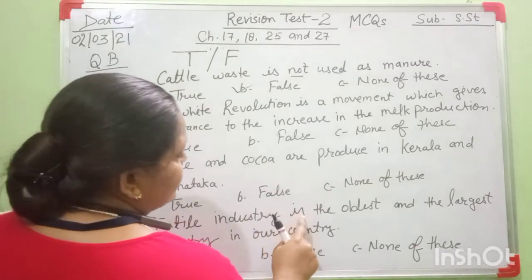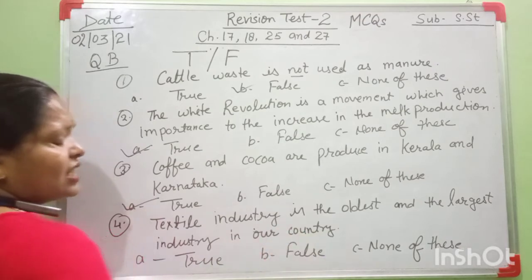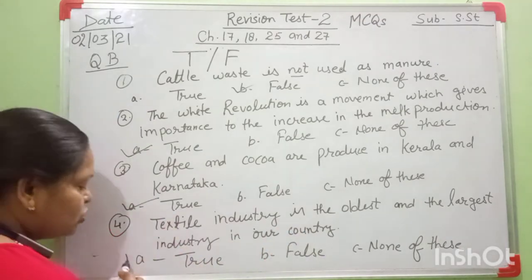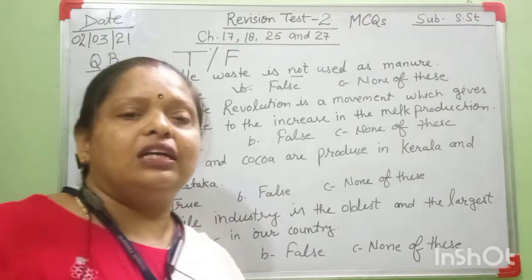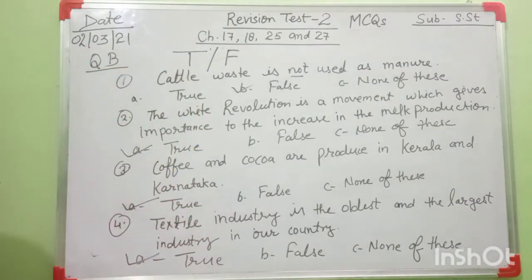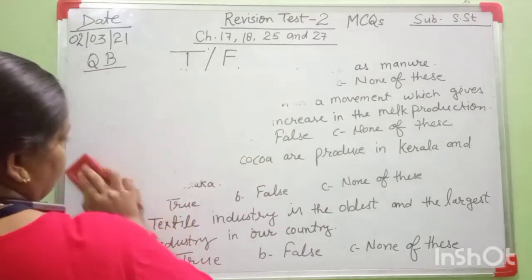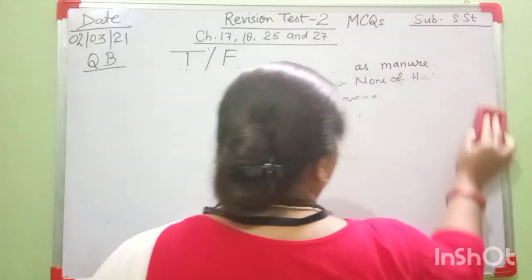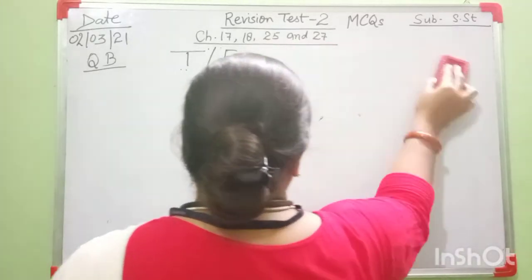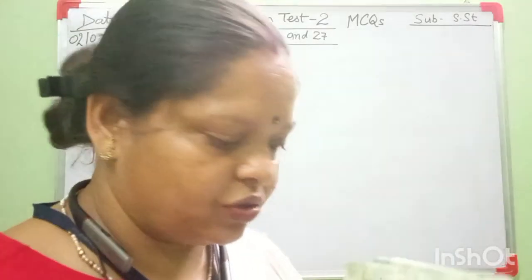Next is question number 4: The textile industry is the oldest and the largest industry in our country. Yes, it is true. And the iron and steel industry is the backbone of all industries. All of you write down these 4 true-false questions in your copy, then move to the next question.